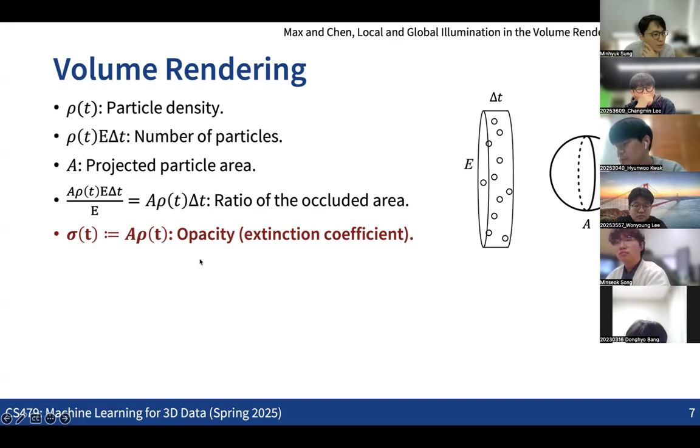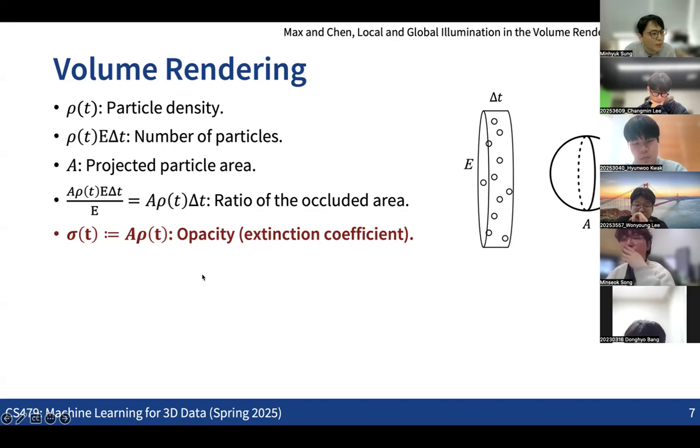Okay. So this is the term that we are defining as the opacity. This is the exact definition of the opacity that we are defining with the neural implicit function. Okay. Which is now denoted by the sigma here. It has the meaning of multiplying the projected area by the particle density. So instead of defining the particle density, we are directly defining the opacity, in the sense that the ratio of the occlusion can be calculated by multiplying this by the delta T here.